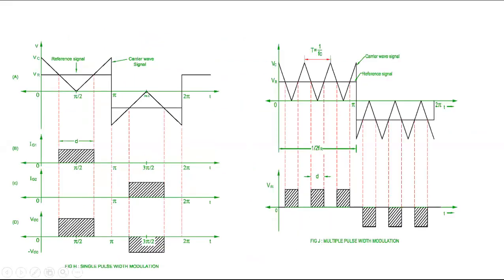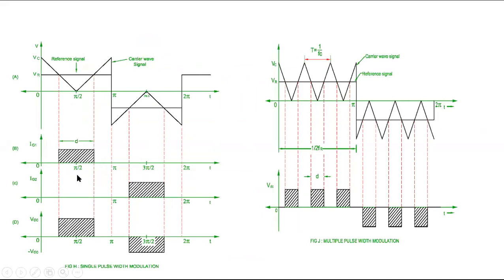All of you, in the syllabus you have sinusoidal pulse width modulation and single pulse width modulation. For this topic, you just remember the graph. Same explanation. What does single pulse mean here? Here the reference signal is a rectangle and the carrier signal is a triangle. We generate only a single pulse.